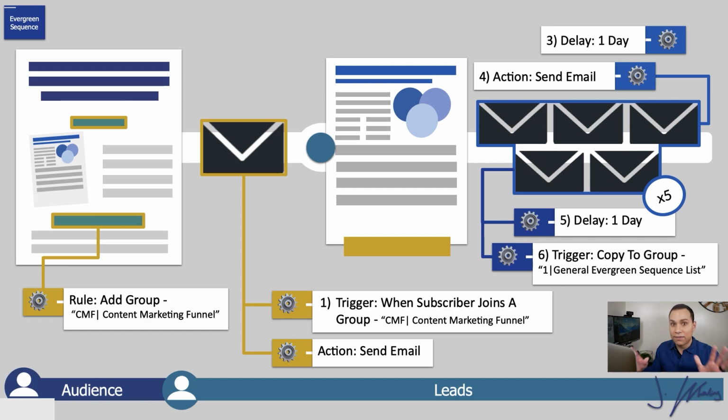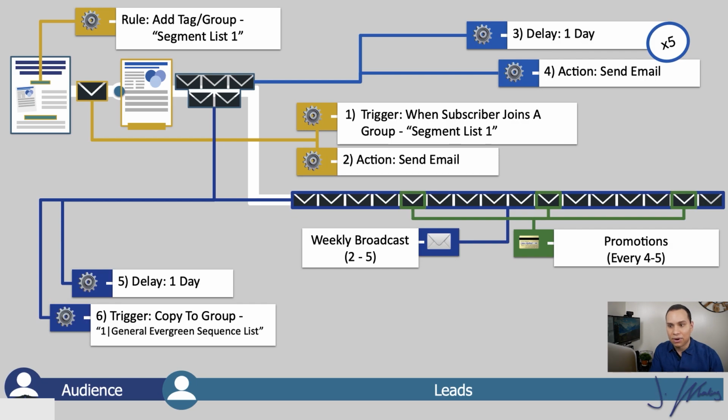So to help graphically represent what we're doing here, take a look at this diagram. The top part here is what we just did, right? And when this top part is done, we want to drop them into our general list. So everyone who goes through any sales sequence, at the end of the sales sequence, they go into that general broadcast list where we're sending 2 to 5 emails a week, and every 4 to 5, we send some sort of promotional email. And that's as complex as your email marketing needs to be.